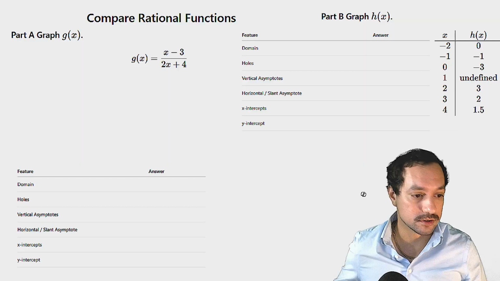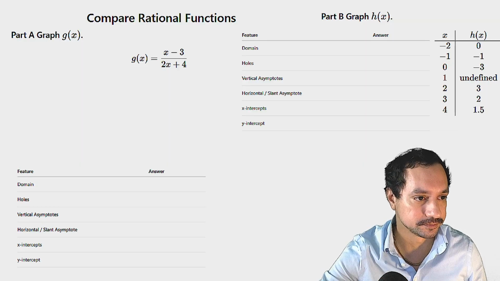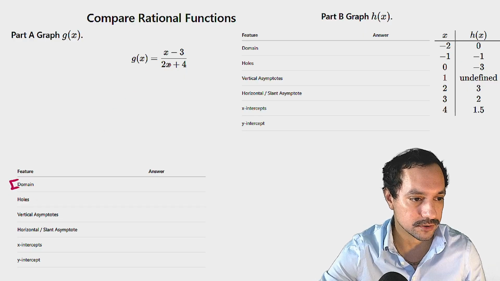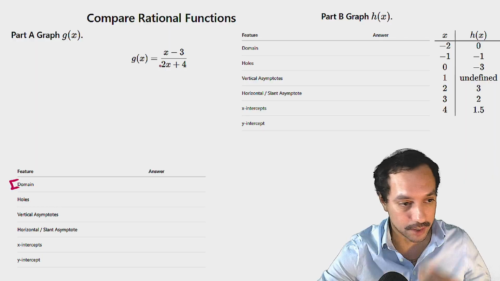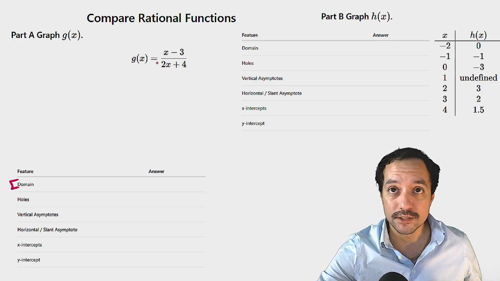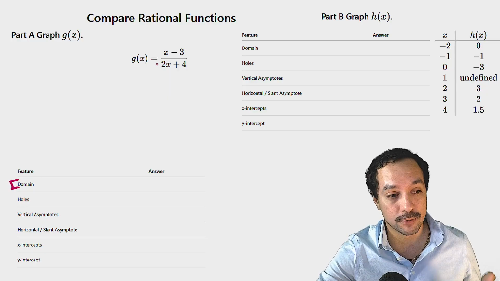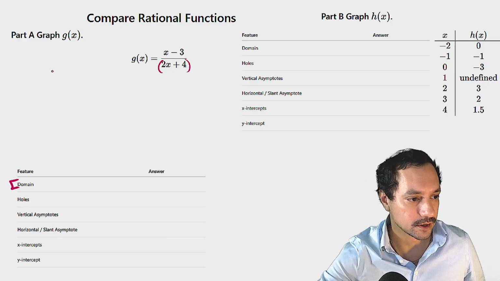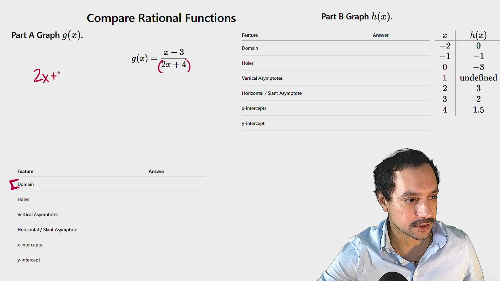So first thing I want to do is identify my domain. To find the domain, you want to analyze your denominator. Pretty much everything could be plugged in for x except for things that'll make the denominator 0. So I'm just going to grab our denominator and check to see what would make this 0. I'll just isolate the x here.